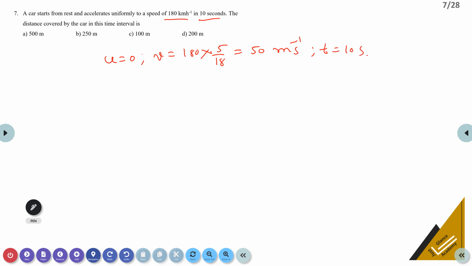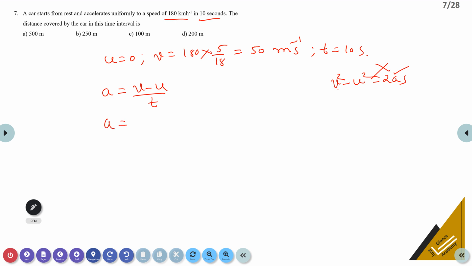The distance covered by the car in this interval is, what is the distance traveled in this interval? You know u, you know v, you know t. Think which equation will be most useful here. I can't use v square minus u square equal to 2as because I don't know the acceleration. But I can use this one: first you have to calculate acceleration equal to v minus u divided by t.